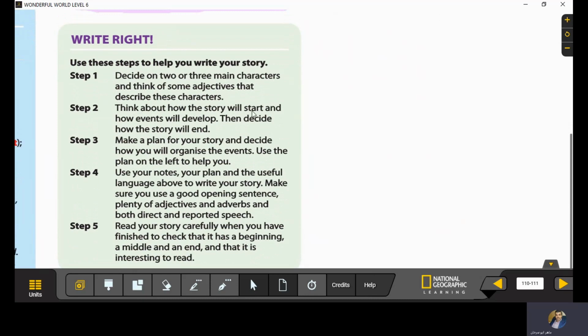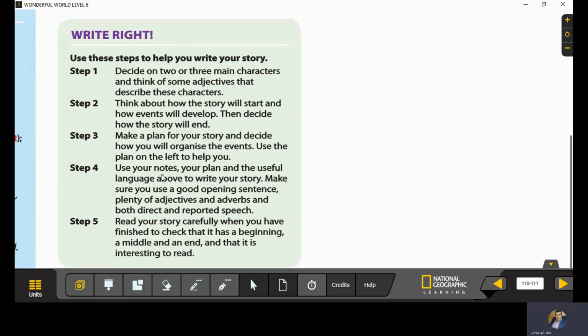Here, think about how the story will start and how the events will develop. Then decide how the story will end. Make a plan for your story and decide how you will organize the events. Use the plan on the left to help you. Use your notes, your plan, and the useful language above to write your story. Make sure you use a good opening sentence, plenty of adjectives and adverbs, both direct and reported speech. Read your story carefully when you have finished to check that it has a beginning, middle, and an end, and that it is interesting to read.